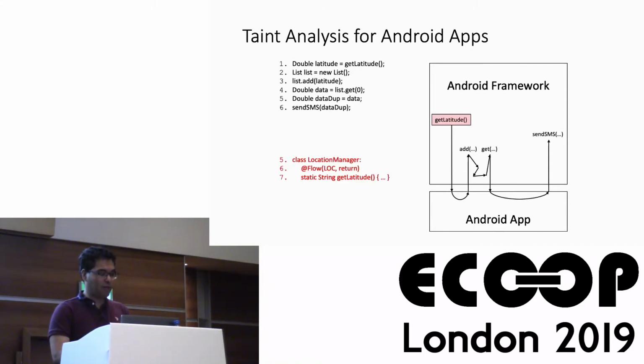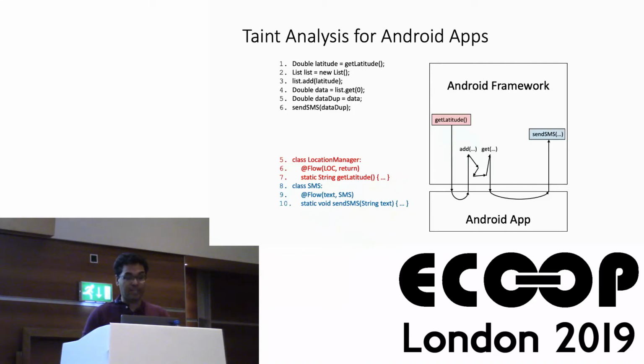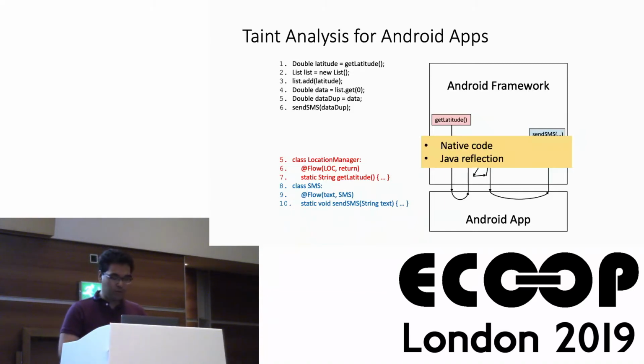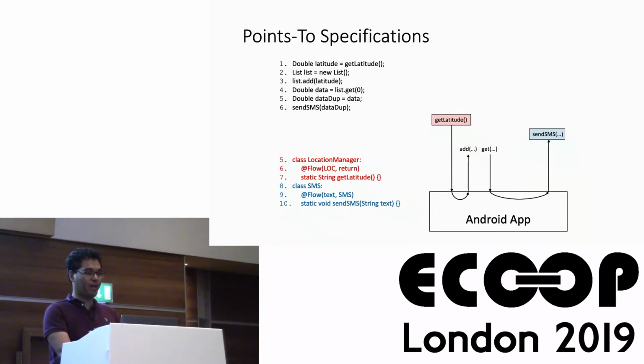Assuming we label the return value of get latitude as a location source, and the text argument of send SMS as a sensitive sink, then in principle we can run a static taint analysis, analyzing both the Android framework and the Android app, and find the source-sink flow in this application. The problem, as I mentioned before, is that it's really hard to analyze the Android framework code. So we actually want to omit analyzing it.